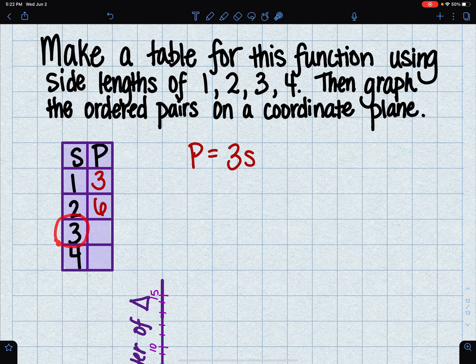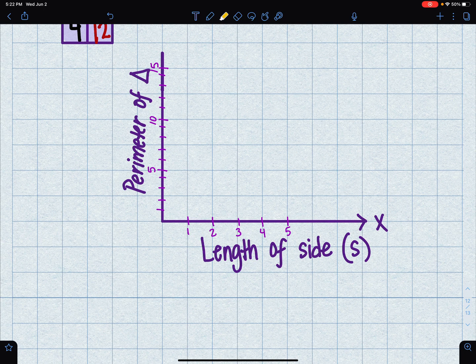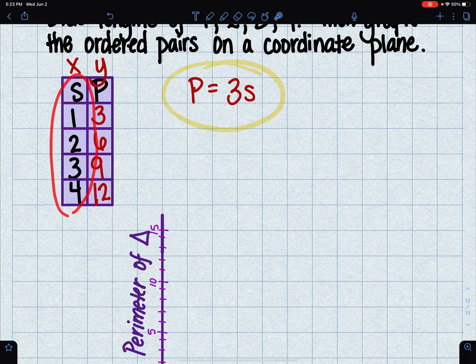So let's do that for the last two. If S is 3, the perimeter is going to be 3 times 3, which is 9. And if S is 4, the perimeter is going to be 3 times 4, which is 12. Easy peasy. Now they want us to graph it. This is the function, and here's the graph that I started to make. This whole column is going to be the x's. This next column is going to be the y's.